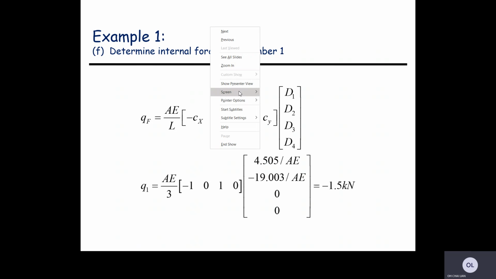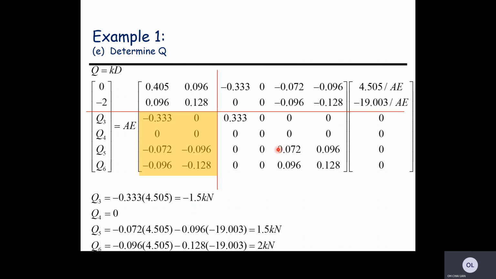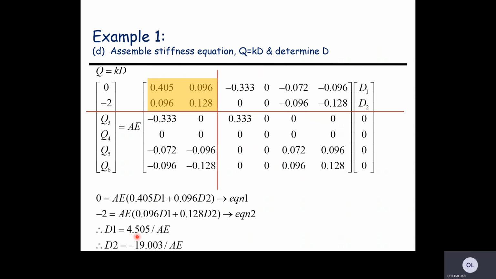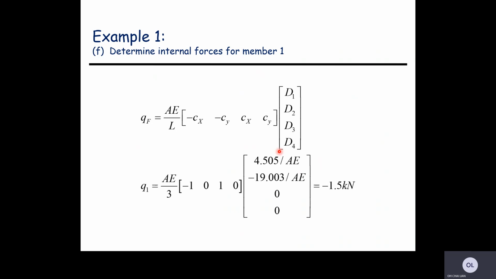Okay, so these are the equations that we are going to use to determine the axial force. For member one, we need the length, Cx, Cy, and also the D. That we have solved earlier: we solved D1 and D2, which are 4.5 and negative 19. Therefore, you need to put them here.